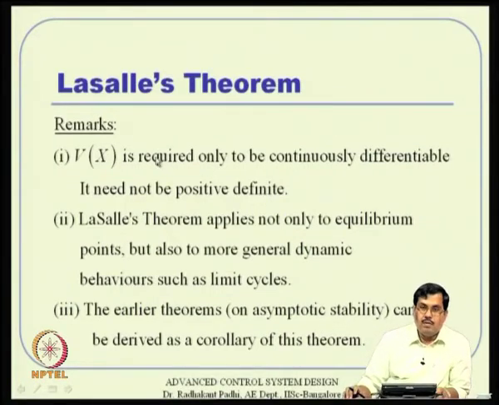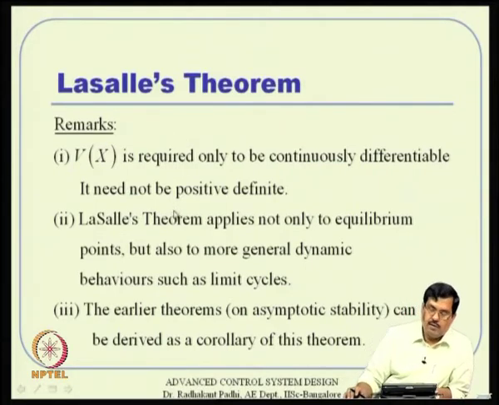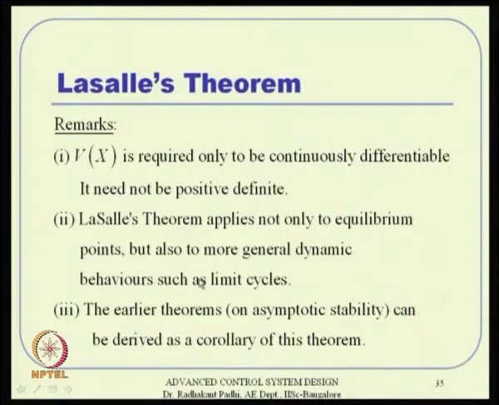But before that there are a couple of remarks here. First thing, as I told already, V of x requires only to be a continuously differentiable function, it need not be a positive definite function. And as we also discussed, LaSalle's theorem applies not only to equilibrium points, it is also a more general analysis tool, and we will see one example which will be able to talk about the stability behavior of limit cycles also. Then, the earlier theorem that we discussed is obviously a subset of this theorem. In other words, it can be derived as a corollary of this theorem.